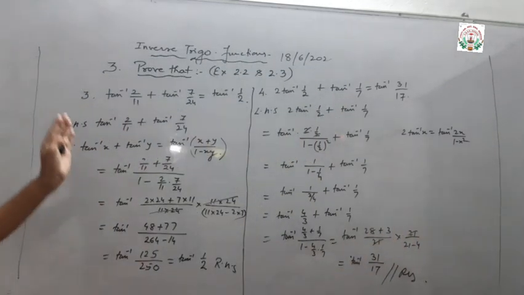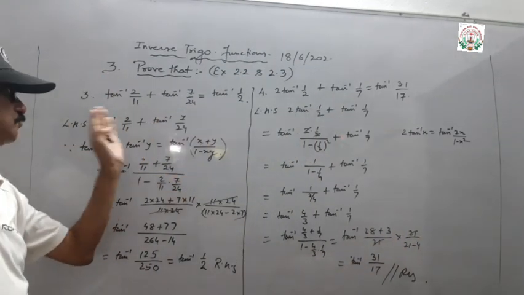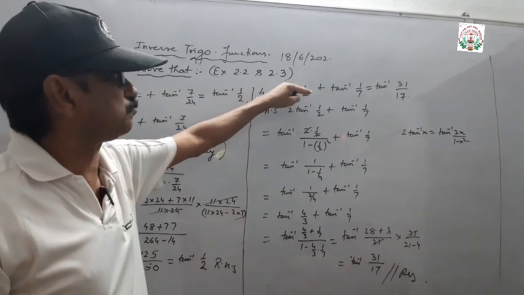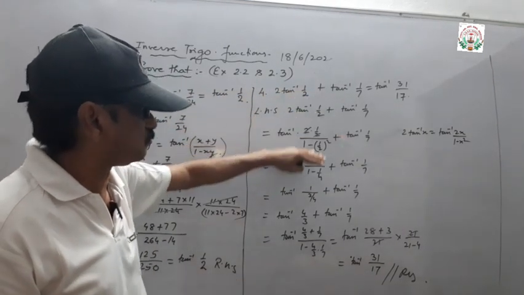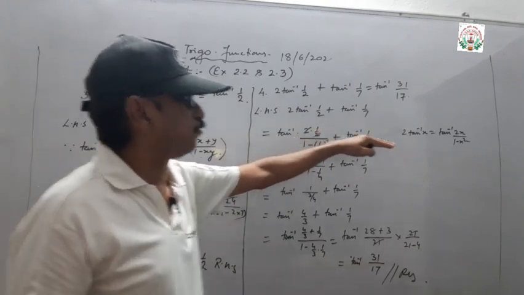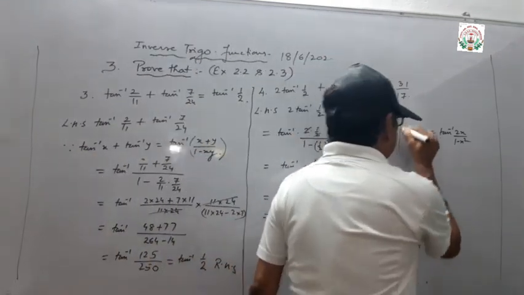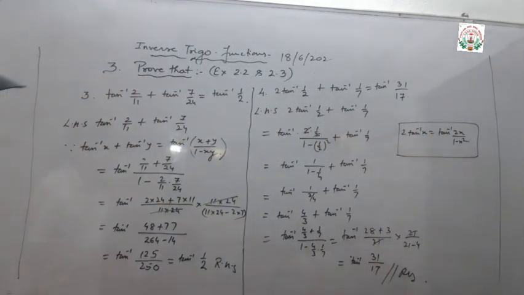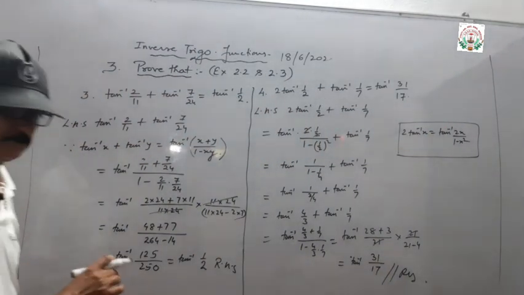From LHS to RHS. So the difference between these two problems was that first we have to convert this 2 tan inverse x into the format of tan inverse of x by using the formula 2 tan inverse of x is equal to tan inverse of 2x upon 1 minus x square.